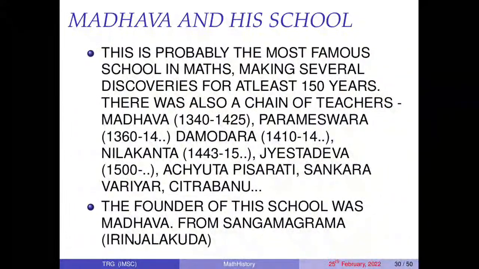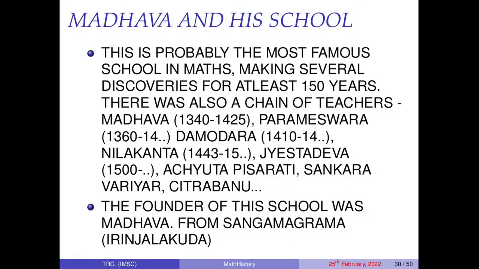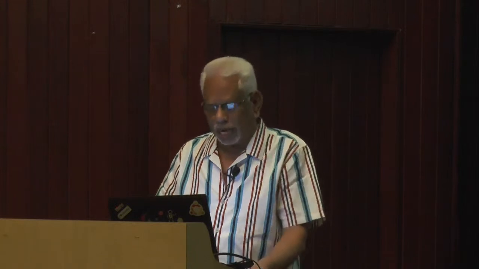Now the last person I'm going to refer to is Madhava and his school. This is probably the most famous school in mathematics, making several discoveries for at least 150 years. They started around 1300, it went up to 1450, okay? And there are several teachers, they were all from Kerala, okay? I'll tell you exactly where it is. So it's obvious there are several places where there were schools of this kind existing, and very interesting works have been done.